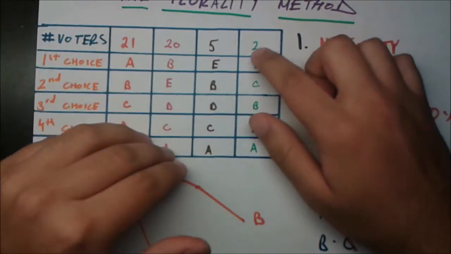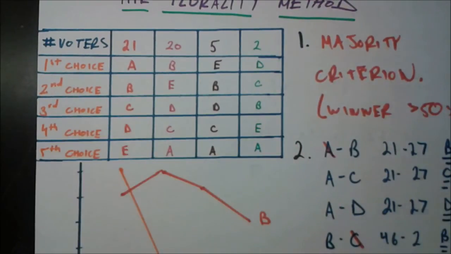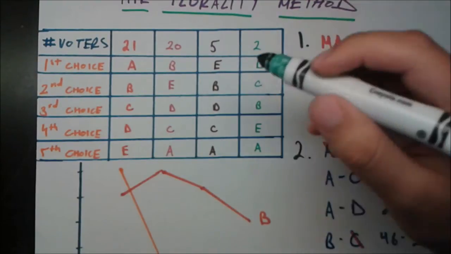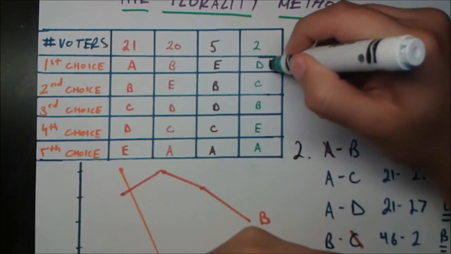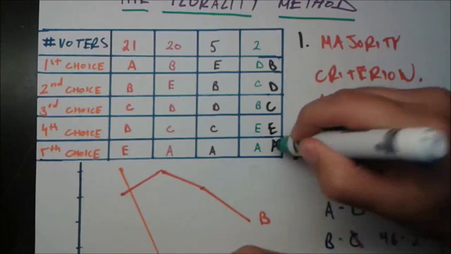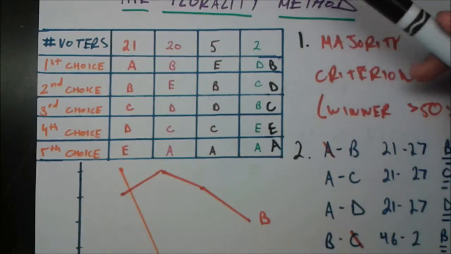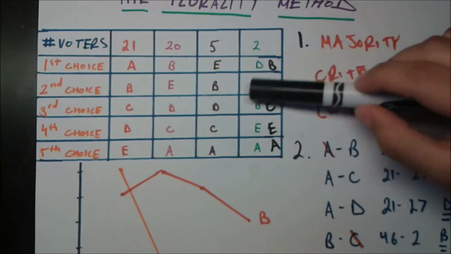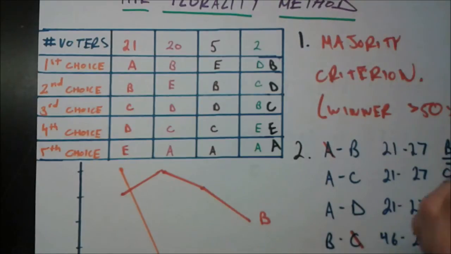So what if these 2 people instead voted like this? So I'm going to put in black what they're now voting like because they don't want to waste their vote. They're going to put B, D, C, E, A. So all they really did, they took D, C, and they moved it down. They put B at the top. But what does this do?